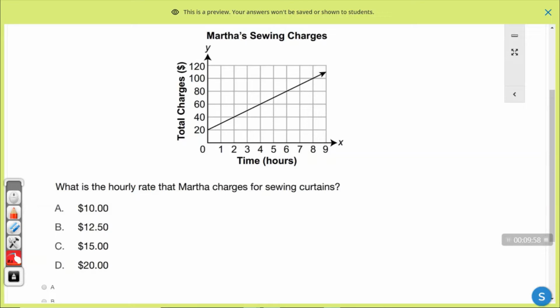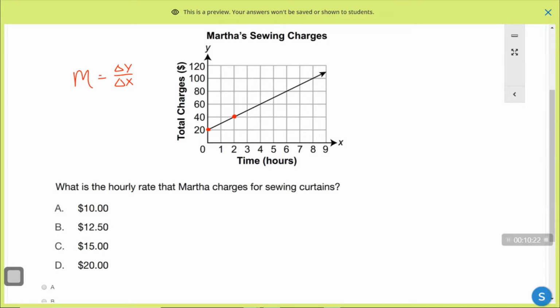Well, if we're looking at an hourly rate, we're really asking to find the slope, or m, our change in y over our change in x. To find our slope, you can pick any 2 points, and I'd like you to pick points that have whole number coordinates. So here, I'm going to go with the y-intercept. That's a nice point there of (0, 20). And I'm going to pick the very next point that I notice that has whole number coordinates, here being (2, 40).